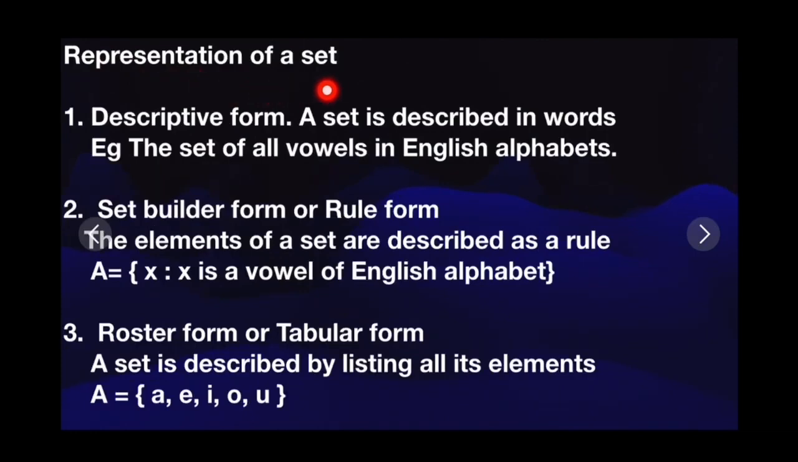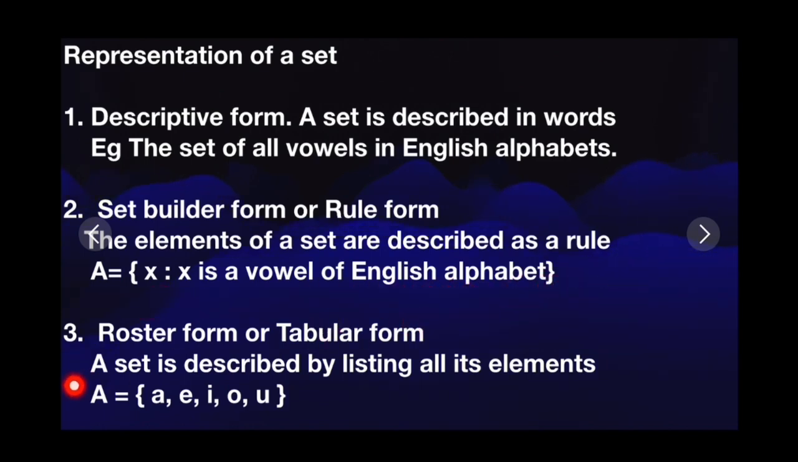Sets can be represented in three different ways. First is the descriptive form. Here we describe the set in words. Example, the set of all vowels in English alphabet. Second is the set builder form or the rule form. The elements of the set are denoted as a rule or a formula. So the same set we can write as A is equal to curly bracket x, such that x is a vowel of English alphabet.